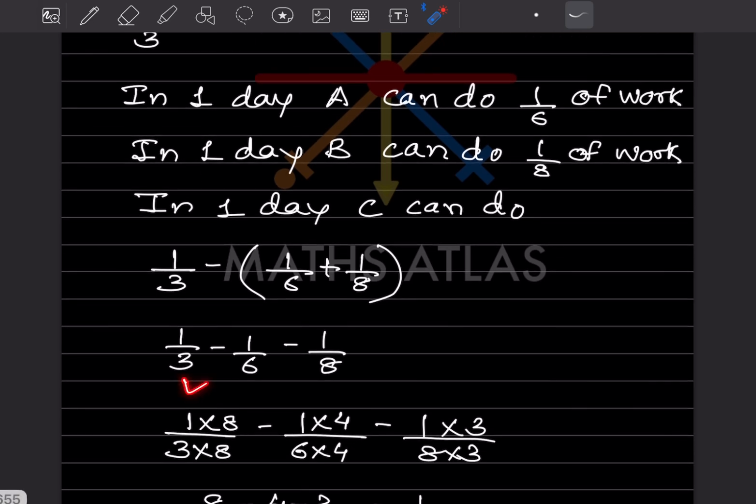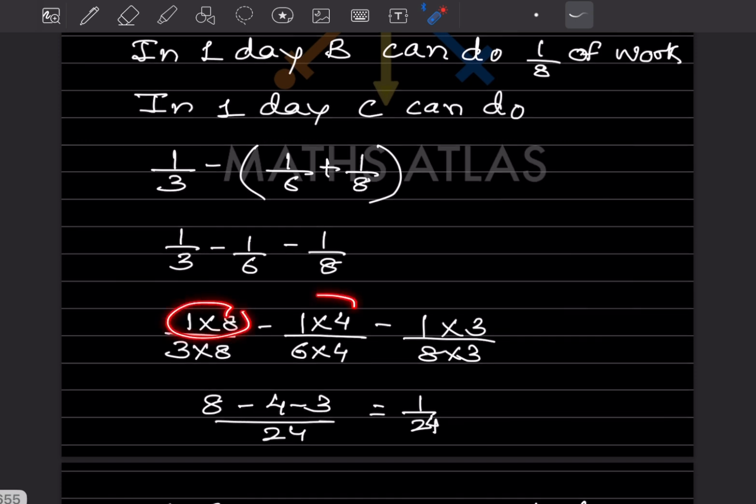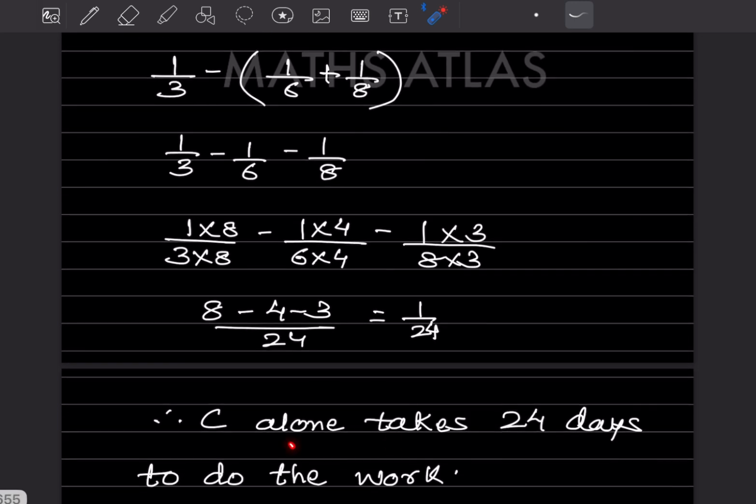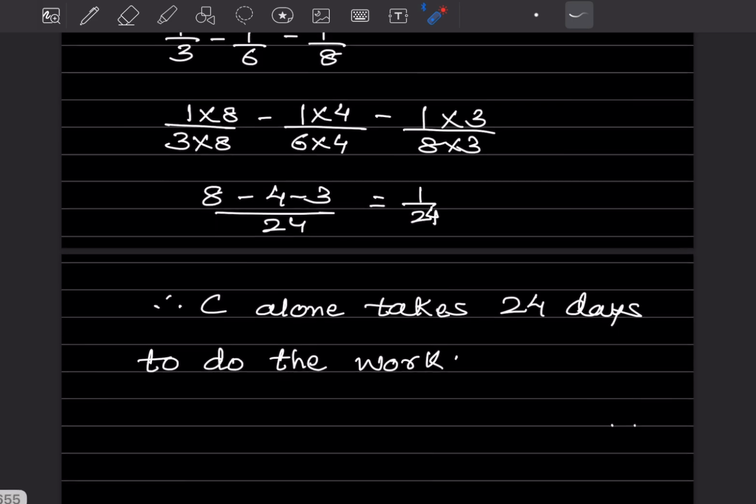So now the LCM of this is going to be 24. So this should be multiplied by 8, this by 4 and this by 3. So this is going to be 8 minus 4 minus 3 by 24. So that is going to be 1 by 24. So we can say C alone takes 24 days to do the work.